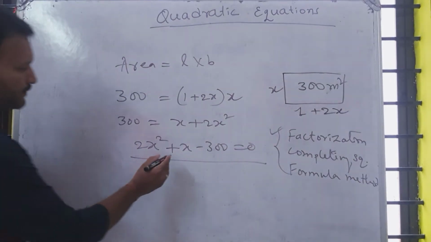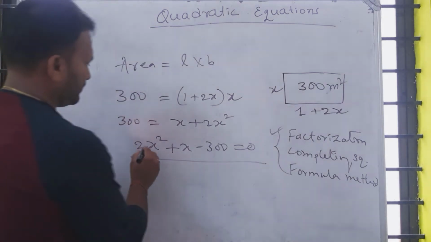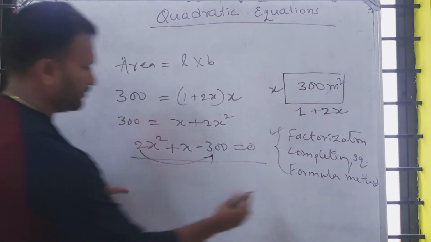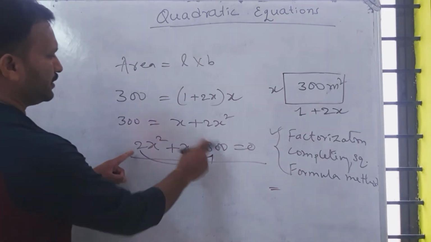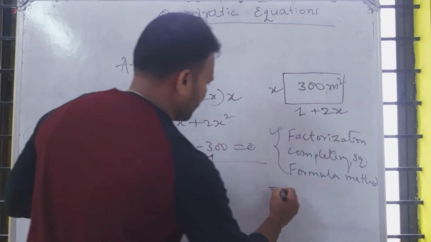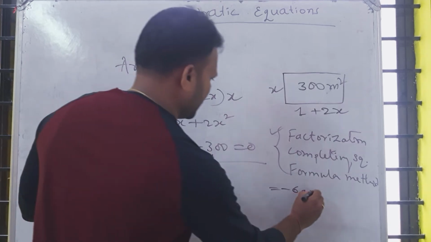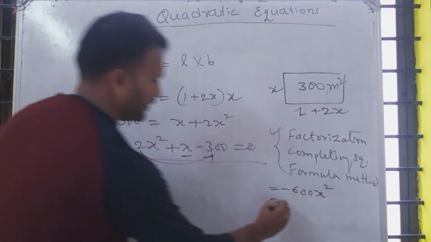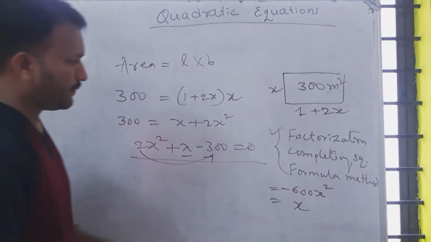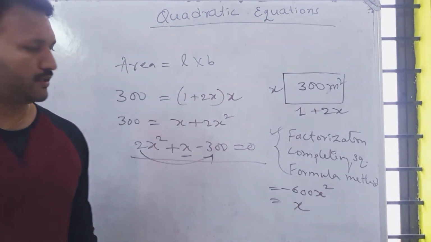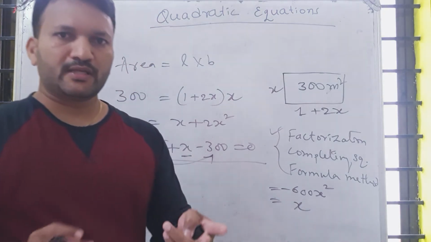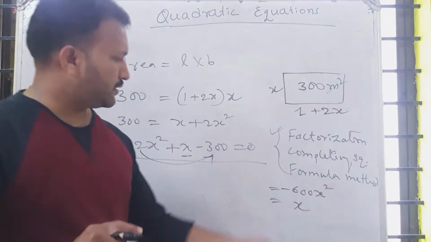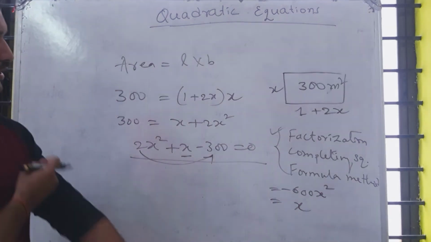So here, how can it be factorized? We just have to multiply the first term with the last term. So what do we get here? 2x square into minus 300 is minus 600 x square, and the middle term we should take as it is. Now after multiplication we should get minus 600 x square, and after subtraction or addition we should get x. So how can it be done?